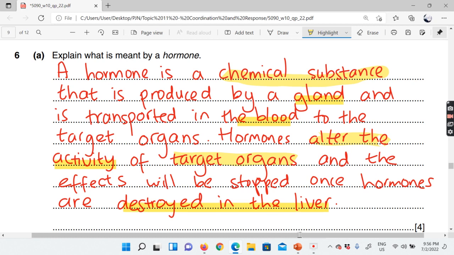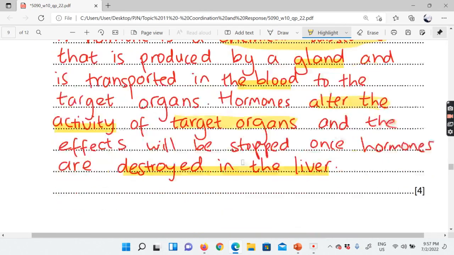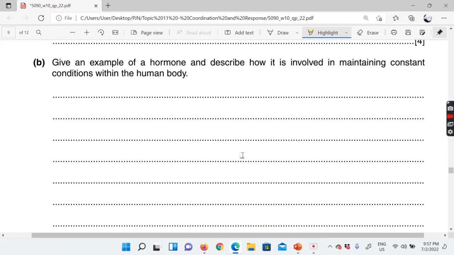So this is where you can get your 4 points, but obviously there are 1, 2, 3, 4, 5, 6 points here that you can mention. I would definitely prefer if you just mention the whole thing. It's much safer. Okay, now let's look into our second question.